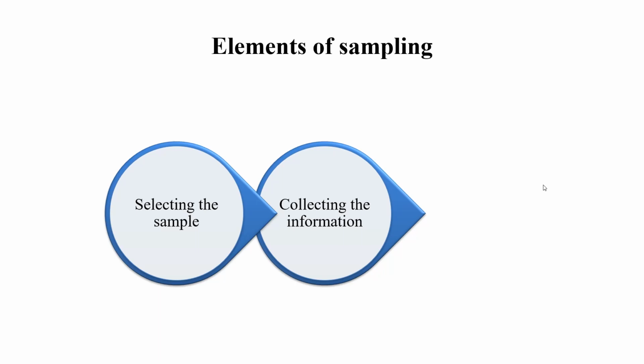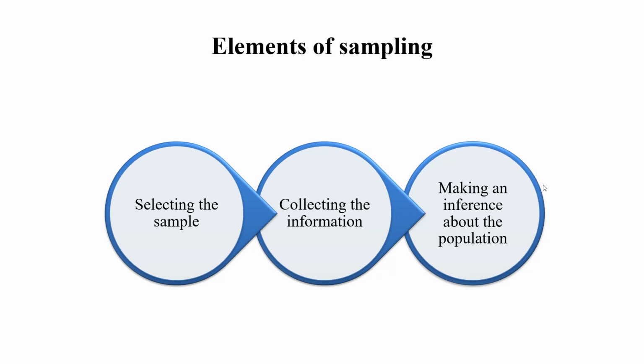What are the elements of sampling? First, as we discussed, selecting the sample itself is a very important part, because we cannot select a sample randomly. It has to follow a certain scientific procedure. Second, collecting information from the sample and making an inference about the population. Though we are collecting data from the sample, by using that sample analysis, we have to make inference about the population.